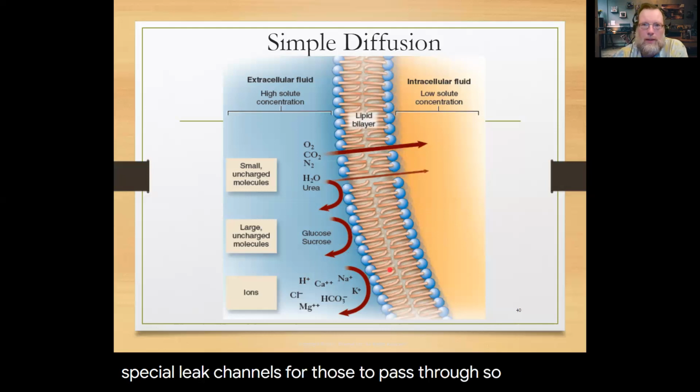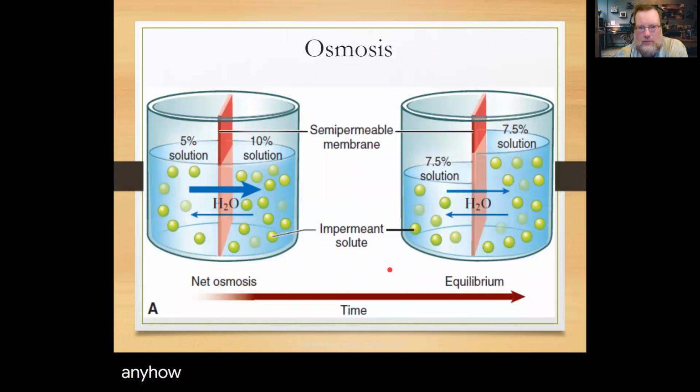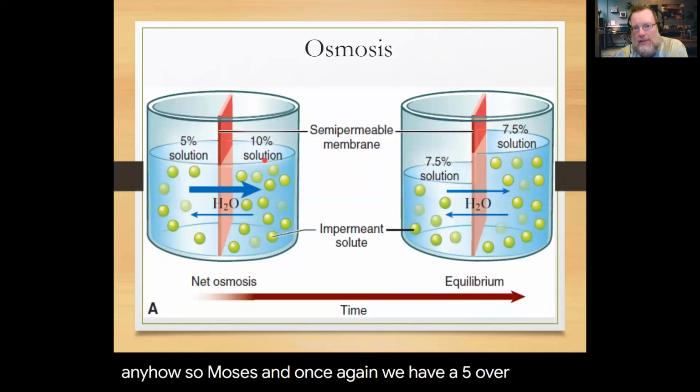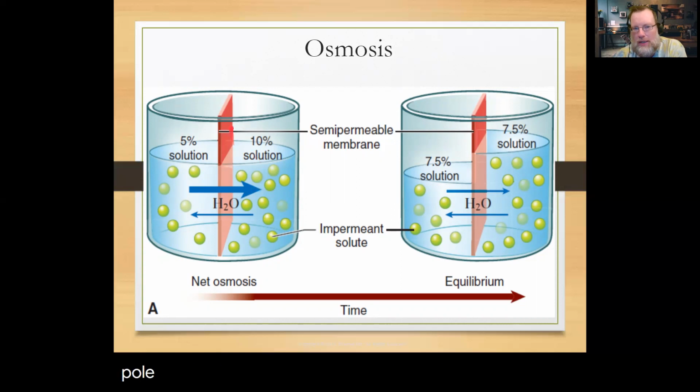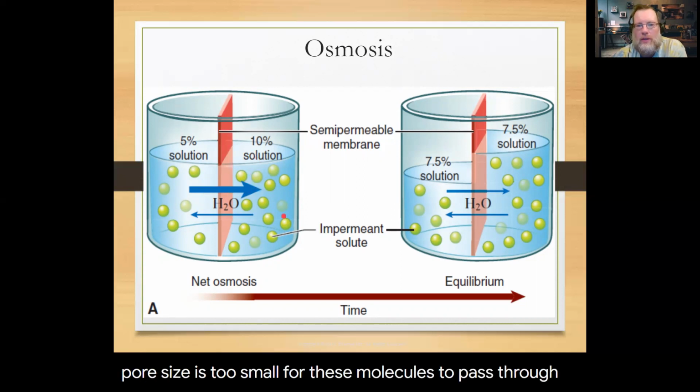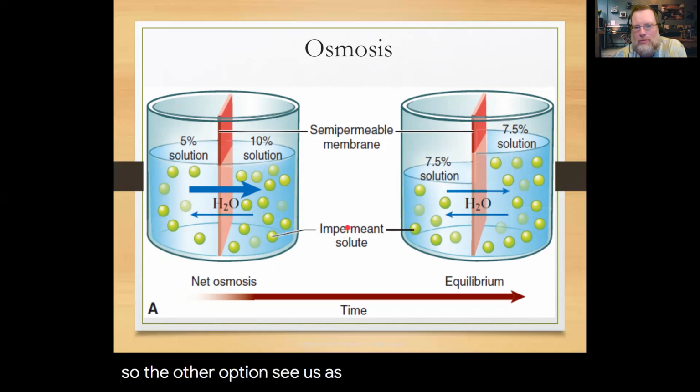So anyhow, osmosis, once again, we have a 5 over here and a 10 over here. The idea is I want to move 2.5 of these over here to balance it out or get equilibrium, but I can't because the pore size is too small for these molecules to pass through. So the other option, see, it says impermeant solute.